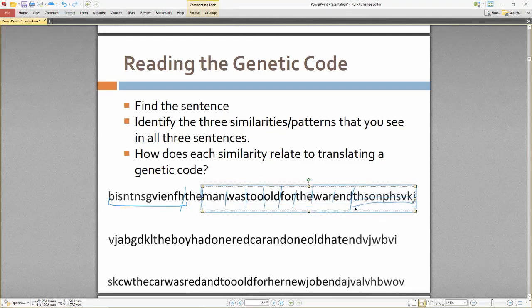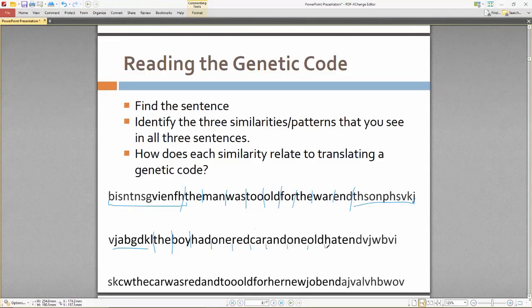The next one, again, has some incomprehensible letters here, again starting with the boy had one red car and one old hat end. And finally, I'll put the start and the end: the car was red and too old for her new job end.